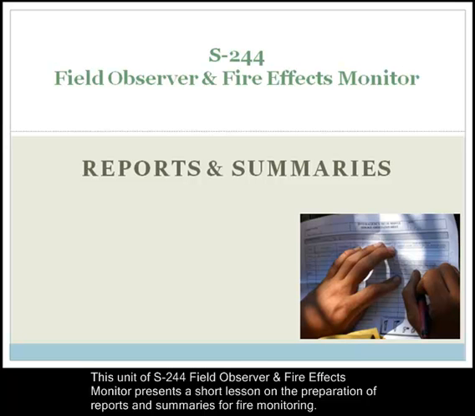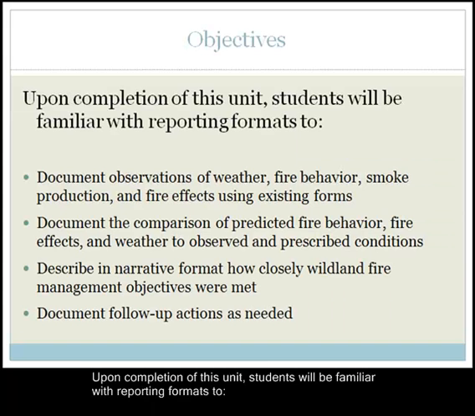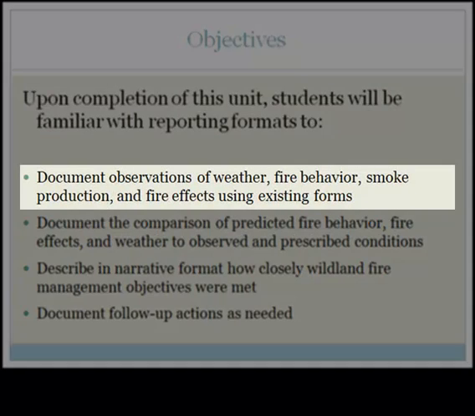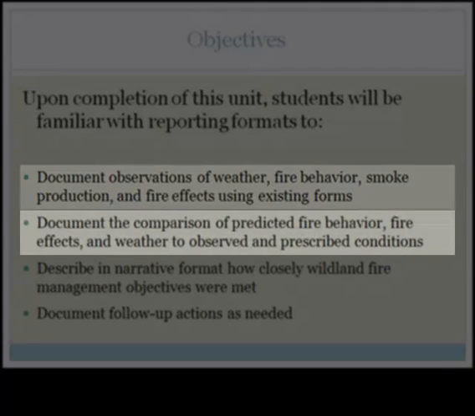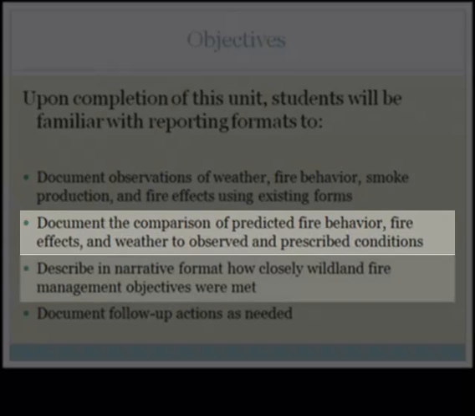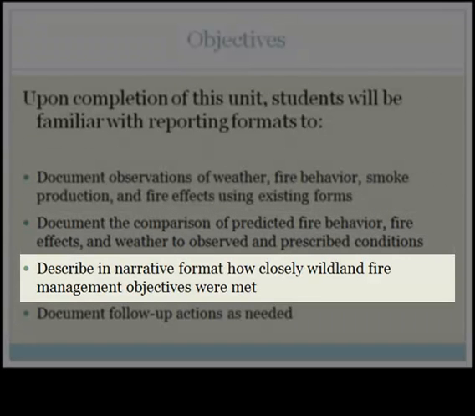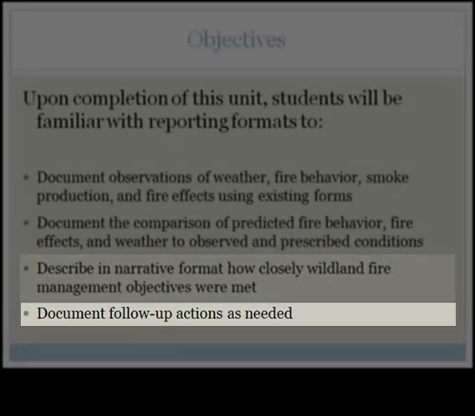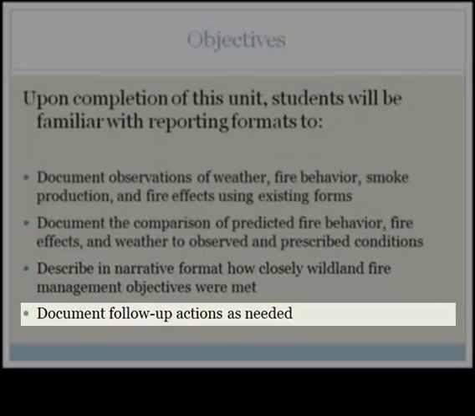This unit of S244, Field Observer and Fire Effects Monitor, presents a short lesson on the preparation of reports and summaries for fire monitoring. Upon completion of this unit, students will be familiar with reporting formats to document observations of weather, fire behavior, smoke production, and fire effects using existing forms, document the comparisons of predicted fire behavior, fire effects, and weather to observed and prescribed conditions, describe in narrative format how closely wildland fire management objectives were met, and document follow-up actions as needed.